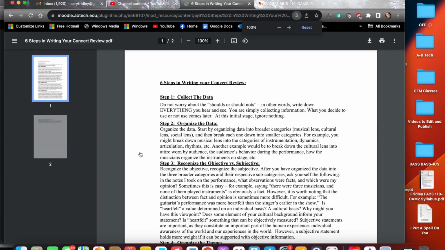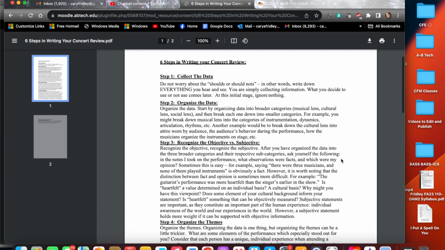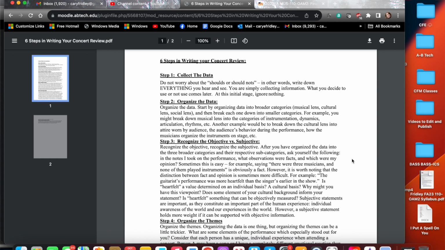Let's close this up and go back to the course and look at 6 steps in writing your concert review. So number 1, collect the data. Do not worry about the shoulds or should nots. In other words, write down everything you hear and see. You are simply collecting information. What you decide to use or not to use comes in later. At this initial stage, ignore nothing.